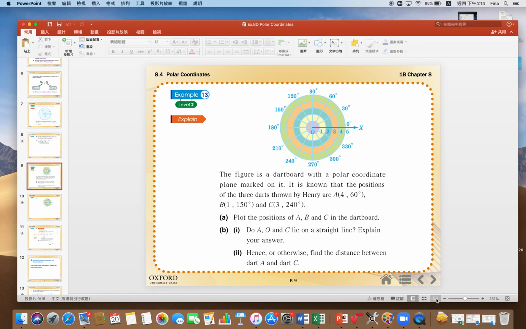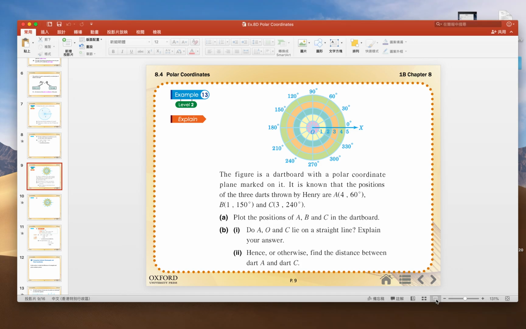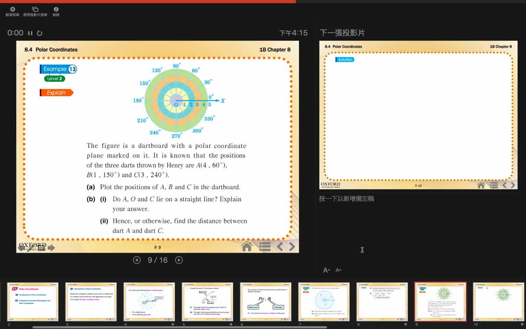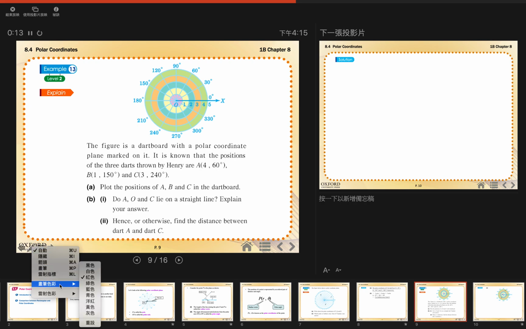Then let's look at the next example. That is example 13. For example 13, you can see that the question first asks you to draw 3 coordinates on the polar coordinate plane. So you have to mark where point A, point B, and point C are. Then you have to mark them.